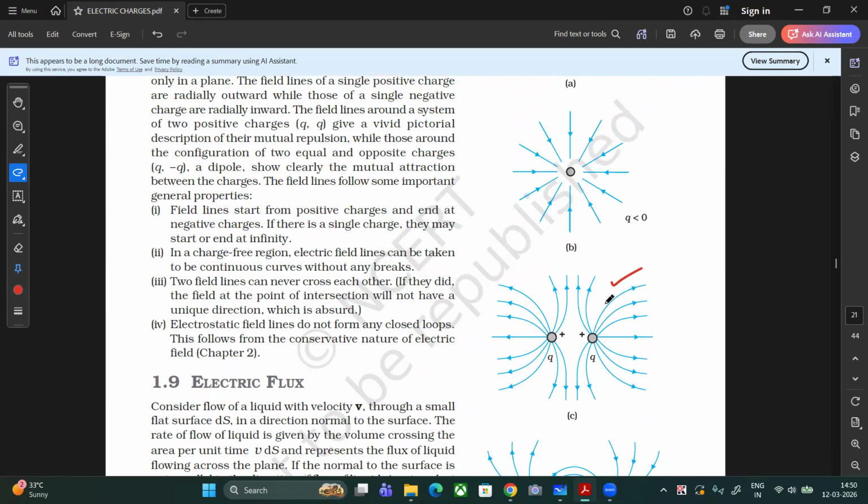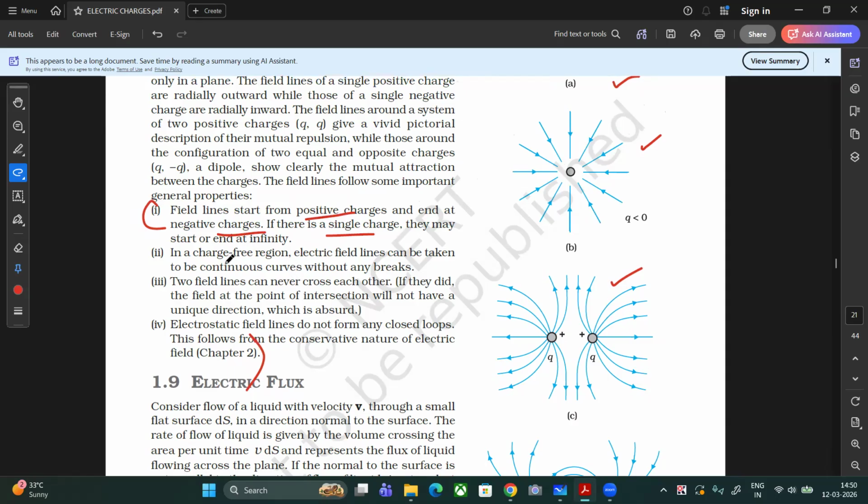So we know field lines have some properties. They are very important for 3-mark and 2-mark questions. The field lines start from positive charges and end at negative charges. For a single charge, they may start or end at infinity. These two diagrams represent a single positive charge and a single negative charge.